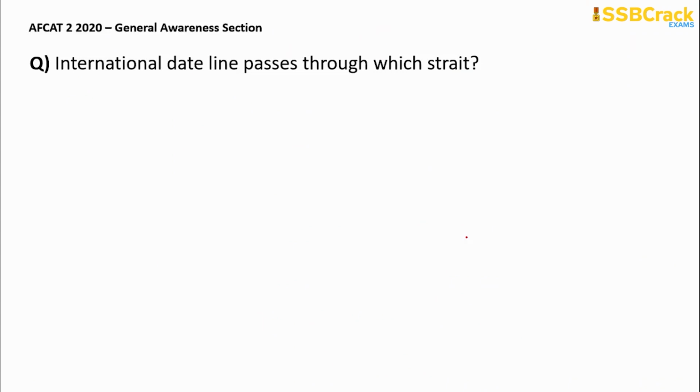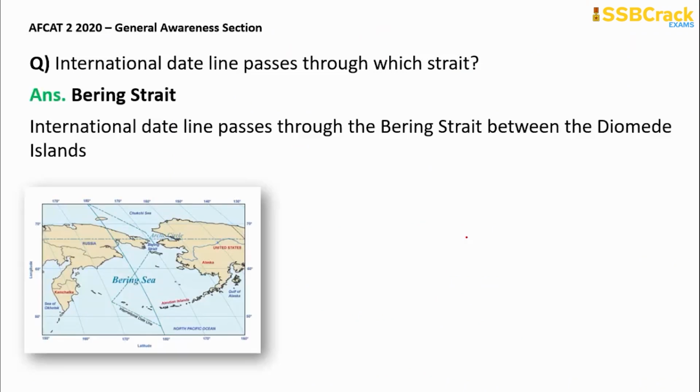Next question, international dateline passes through which strait? So the answer will be Bering Strait. I think this question was asked twice. In shift 1 it was asked, international dateline passes through which strait, and in another shift it was asked which strait separates Asia from United States. So the answer will be Bering Strait. Okay, the answer will be the same.